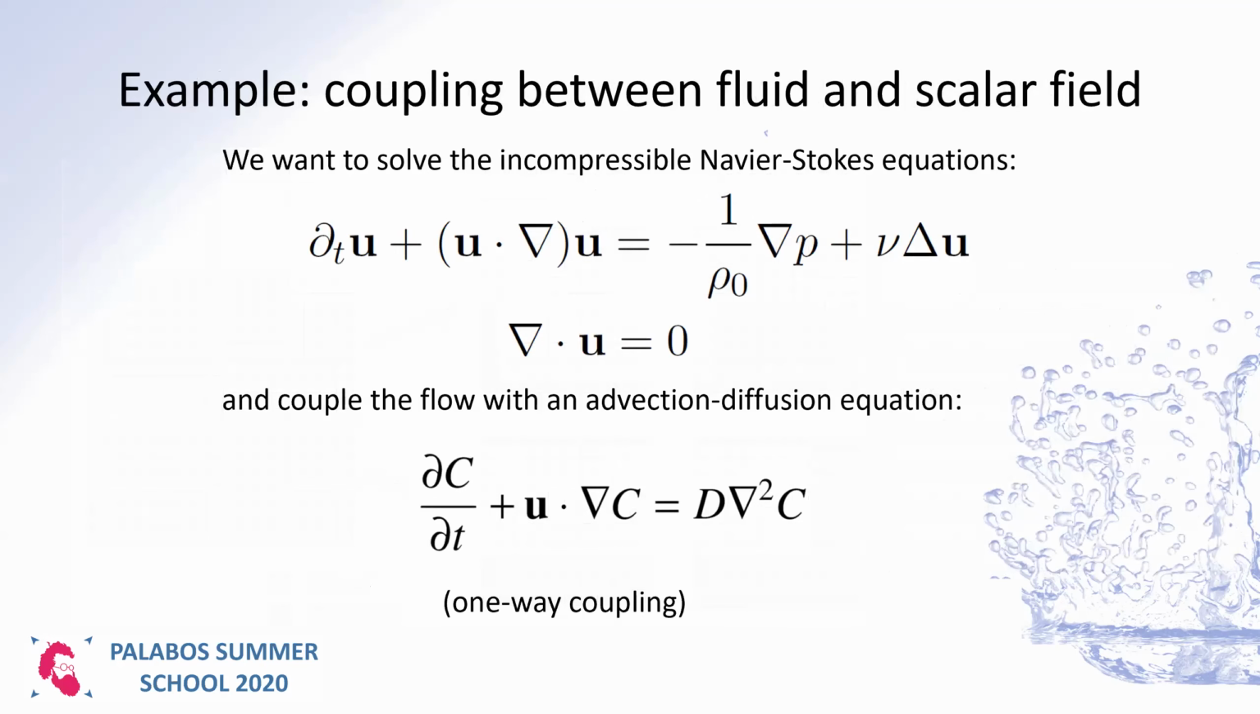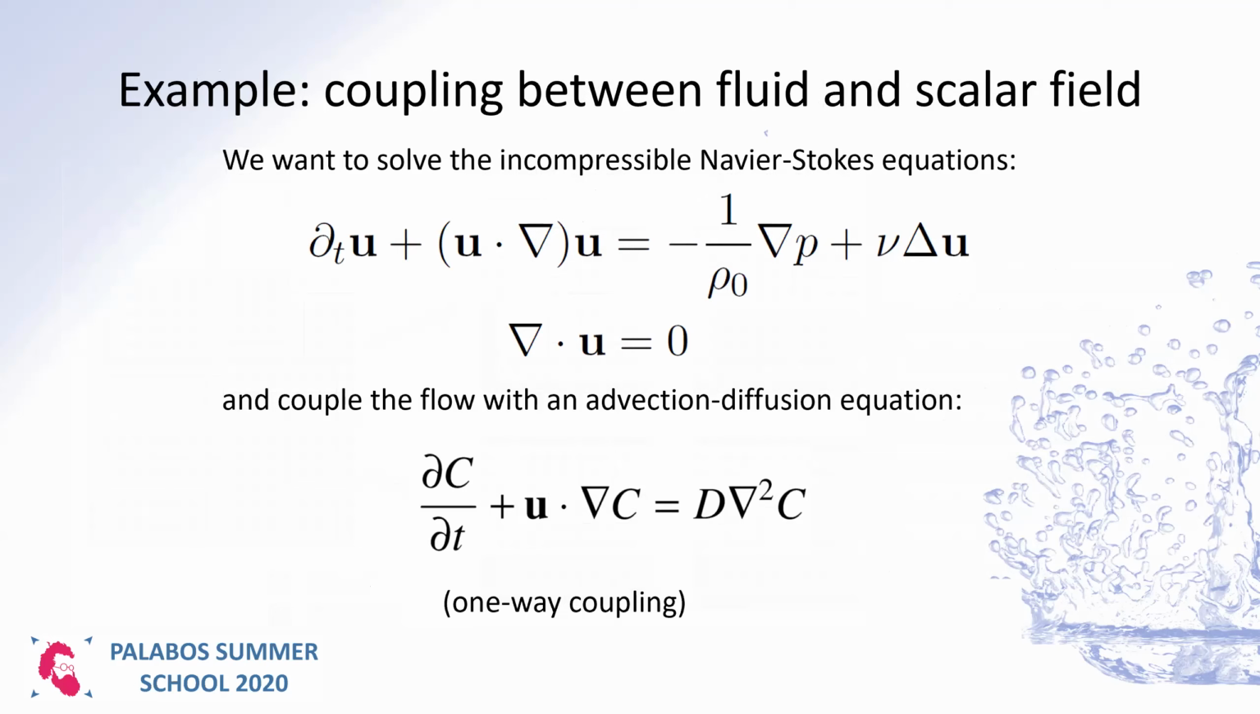The example with which you will be working in the exercise this morning is an example of a coupling between a fluid and a scalar field. The scalar field, we're not going to say what it is. It could be the temperature, it could be a chemical species. It will be something which we call C. So C is a scalar value which follows an advection diffusion equation.